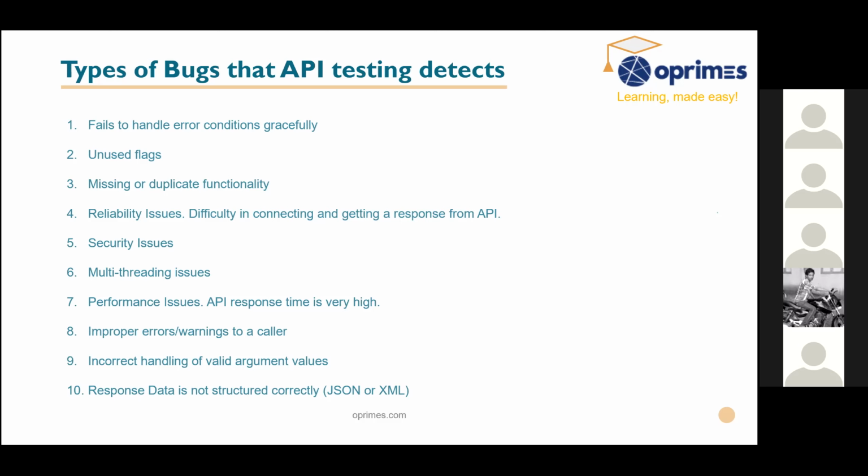Any doubts in the bugs part? Types of bugs that we can get during the API testing?